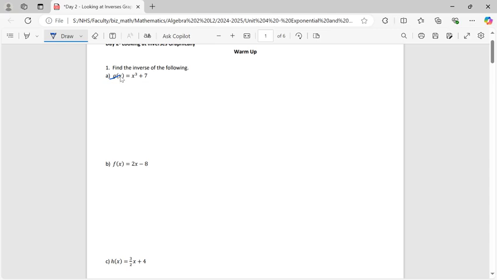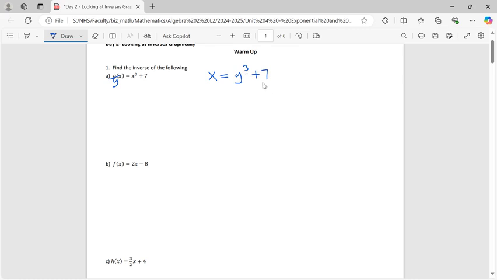I'll explain part A as I do it, and then I'll work through the other ones. The first thing for a function is you change this to a y, and then I'm going to go over here because I have more room, and I'm going to switch the x and y. So I'm going to write an x first, then it's going to be y cubed, and then plus 7. I'm going to solve for y.